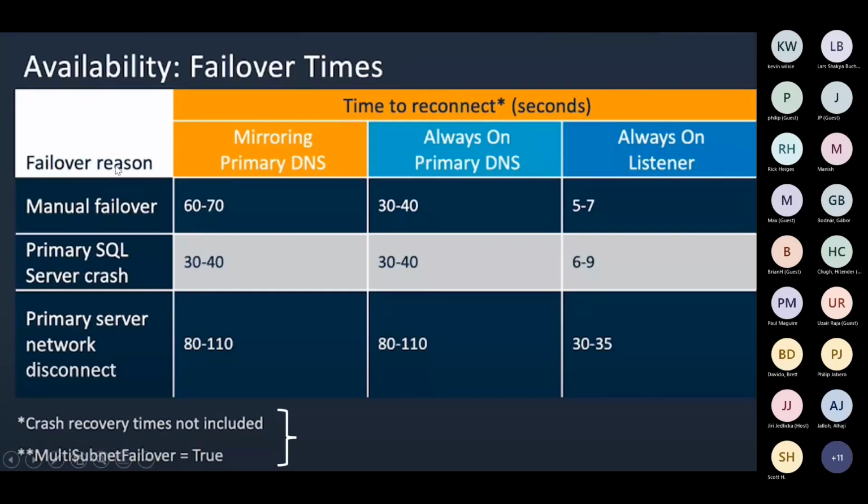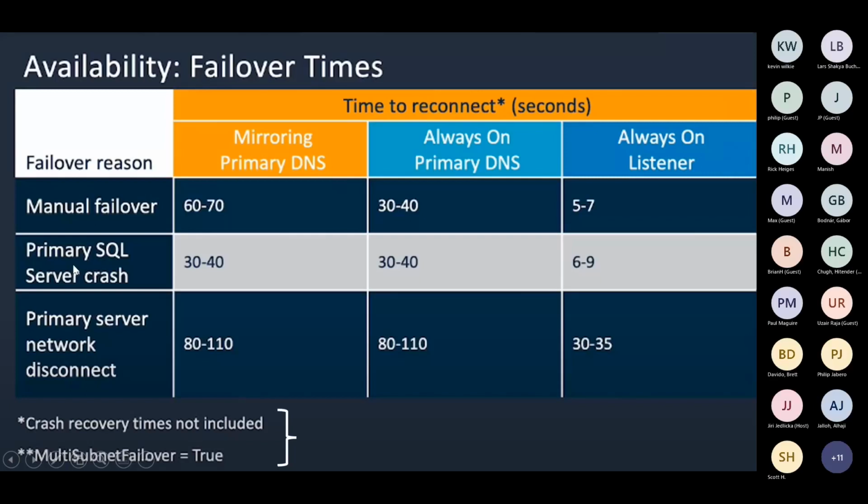Let's go to the failover reason. If you use manual failover for Multi-AZ with primary DNS, you have up to 70 seconds to reconnect. If you use Always On with primary DNS, you have between 30 to 40 seconds. But if you use a listener, you have between 5 to 7 seconds to reconnect. So that means always go with the best option for your application.